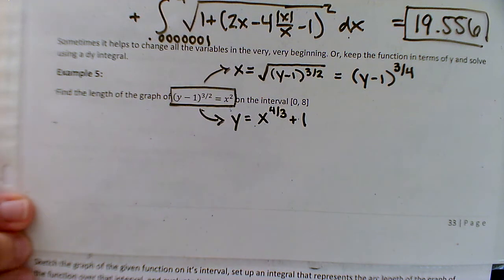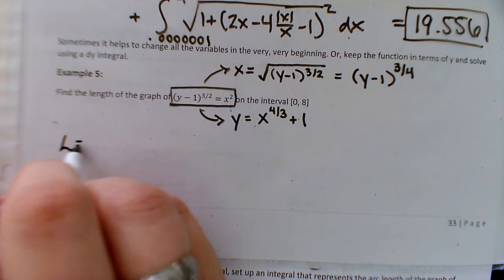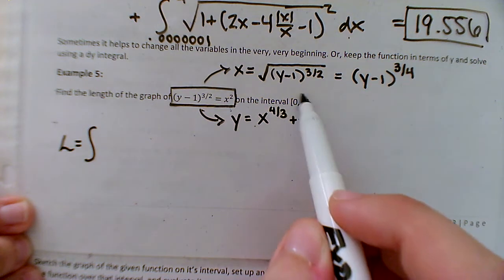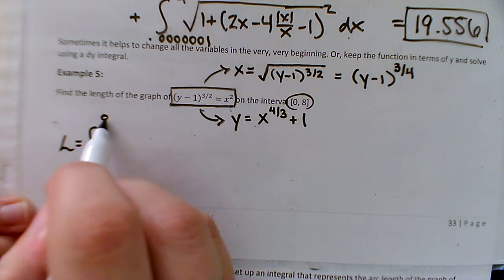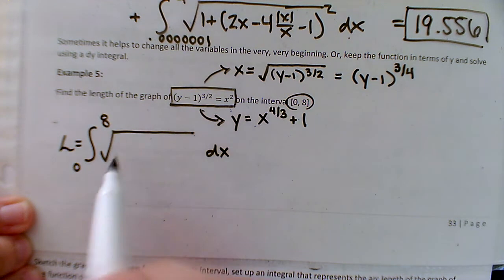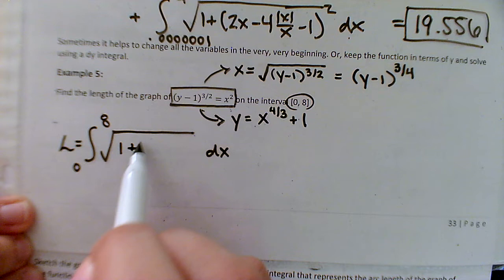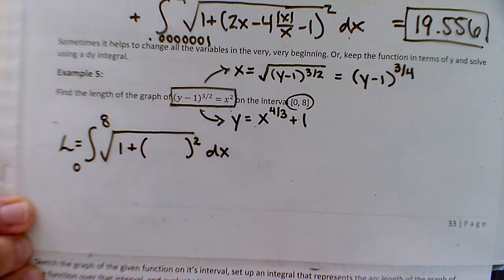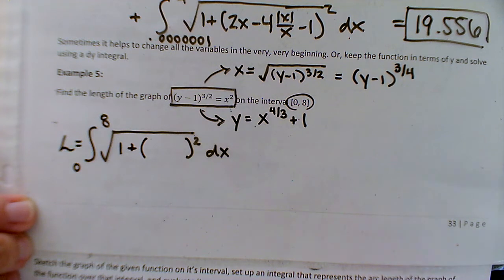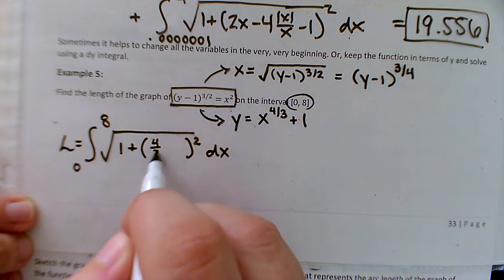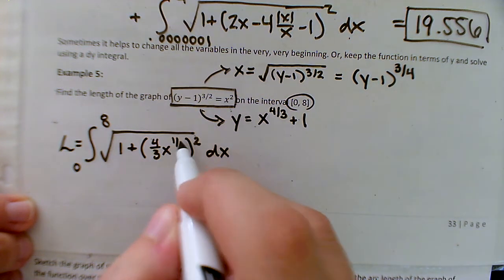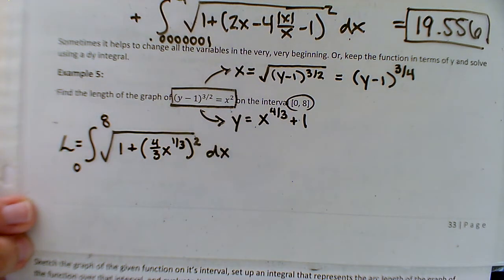Okay, so let's check out our two arc lengths perhaps here. So arc length 1, maybe we'll do a dx like we typically do. They tell us the interval is from 0 to 8. And we're going to need 1 plus the derivative squared. So with your y equals equation, if we took the derivative of it, we would have 4/3 x to the 1/3. Subtract 1 from that power.